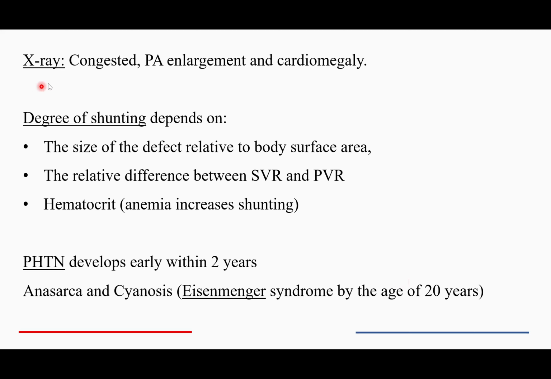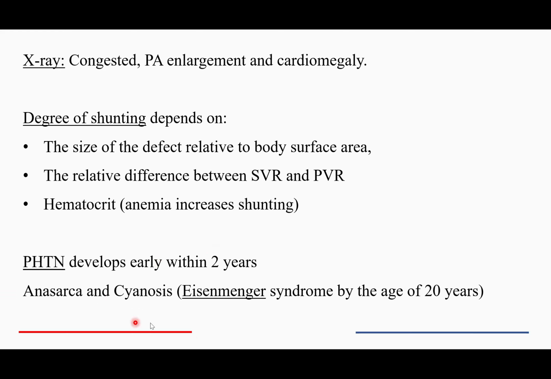In X-ray, it's congested pulmonary artery enlargement and cardiomegaly. Degree of shunting depends on the size of the defect relative to the body surface area, the relative difference between systemic and pulmonary vascular resistance, and hematocrit. Anemia increases shunting because of the blood viscosity. Pulmonary hypertension develops early, within 2 years.